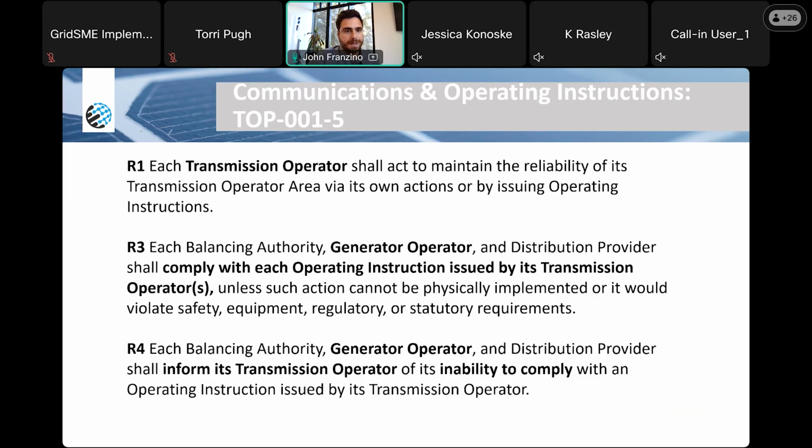And then TOP-001 is essentially the same, but now just receiving an operating instruction from the TOP instead of the RC, which was covered in IRO-001.